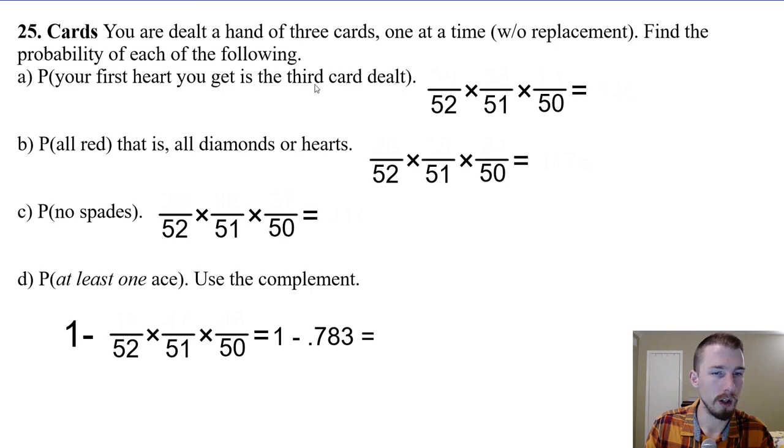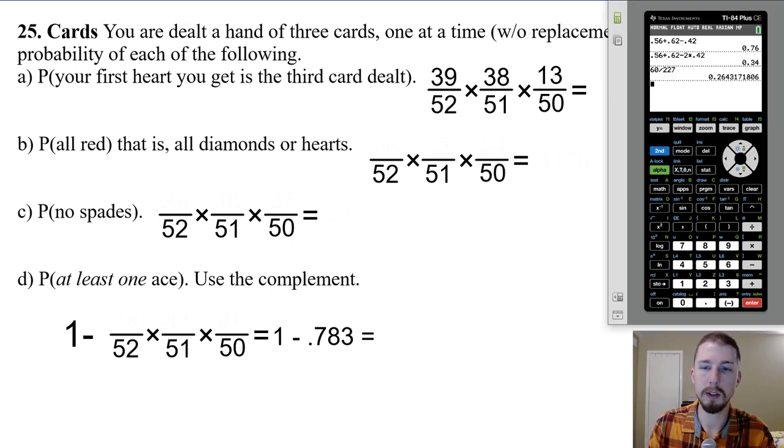Your first heart you get is the 3rd card dealt. So that means the first 2 cards can't be hearts, which would be the first card dealt would be 39 out of 52, because there are 39 that are not hearts, right? And then after that, there's only 38 remaining that are not hearts. And then the third one has to be a heart, which there's still 13 of those in the deck. So this would be 39 out of 52 times 38 out of 51 times 13 out of 50. And the reason the denominators go down 1 each time is because there's 1 less card, and the reason we go down from 39 to 38 is because we've already drawn 1 that was non-heart, so there's only 38 non-hearts left.